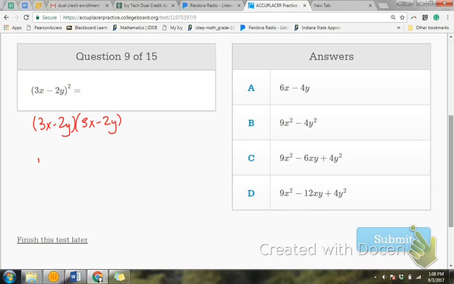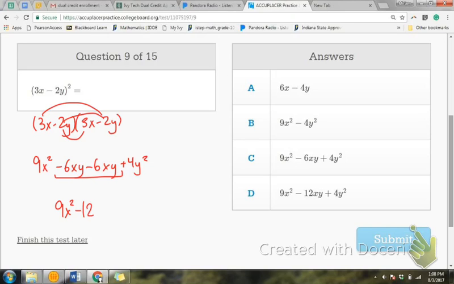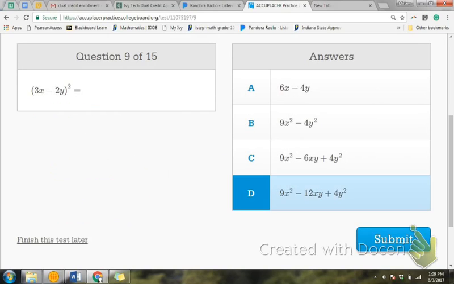3x times 3x is 9x squared. 3x times negative 2y is negative 6xy, minus 6xy plus 4y squared. Negative 6xy and negative 6xy both make negative 12xy, plus 4y squared. Which answer is that? D. Does it matter how you wrote them? I don't know if I wrote them in the right order. It's fine. You just have to be able to match your answer. Okay? I goofed up. I did it wrong.